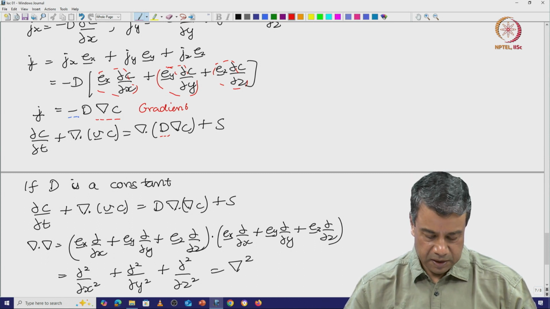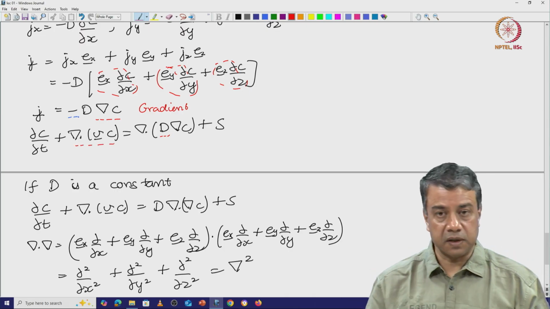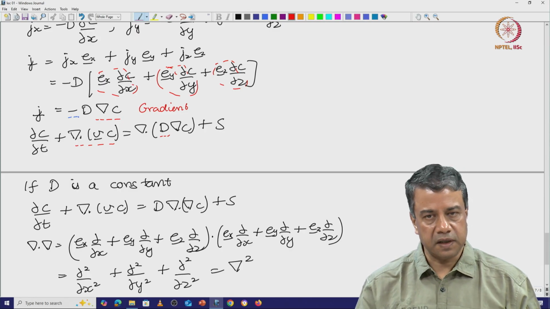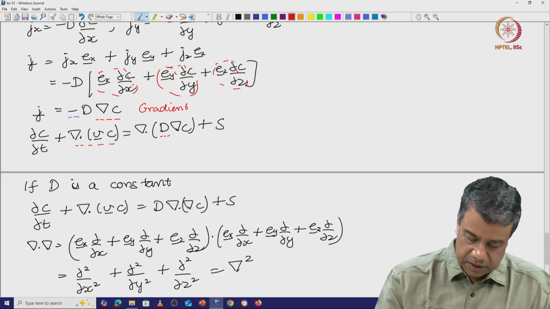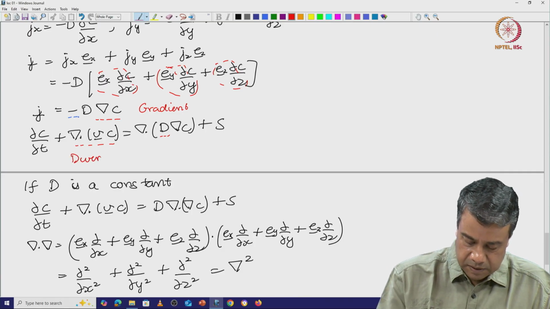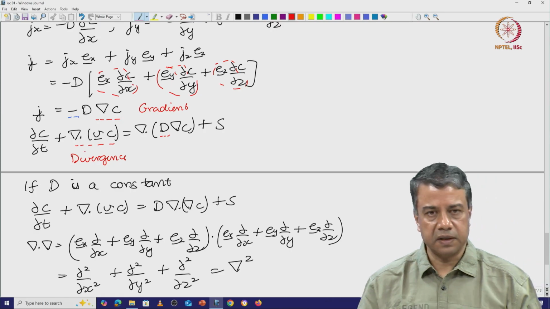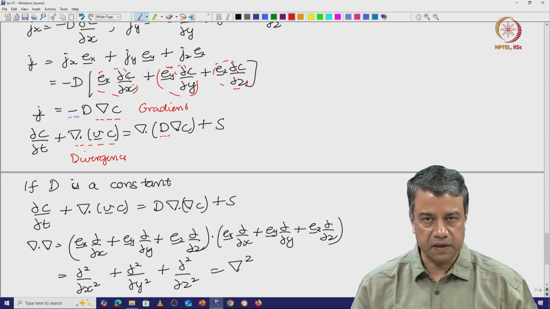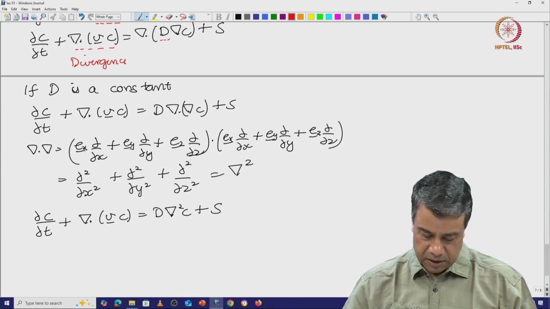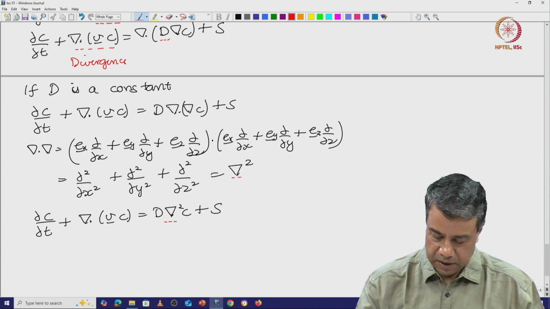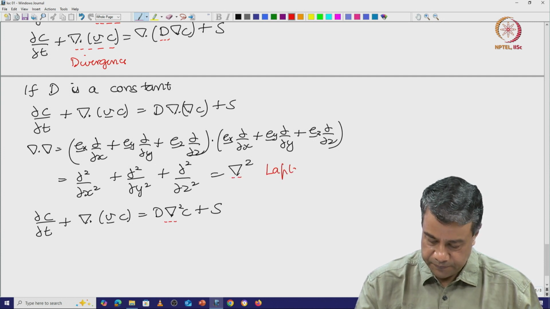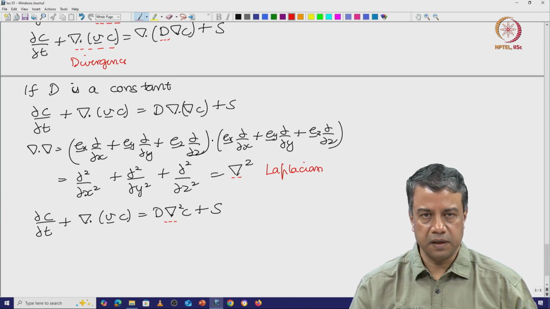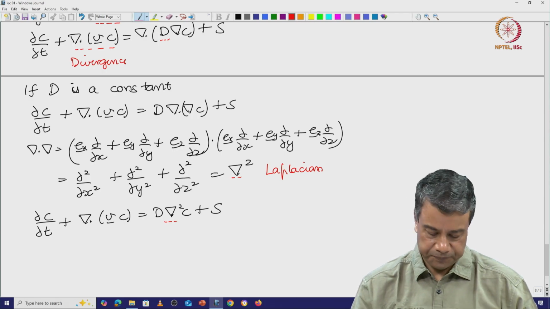This thing is the dot product of that operator and a vector. The dot product of the operator and the vector gives you a scalar. And this is called the divergence. Del dot any vector is the divergence of that vector. And then we have this operator, which is called the Laplacian, acting on a scalar. So, these 3 vector operators are what we have used over here.